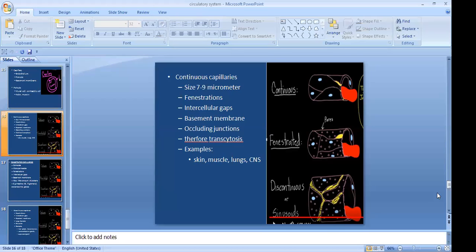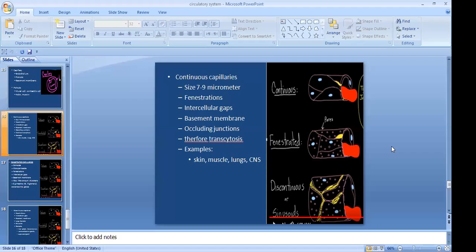The fenestrations are usually present inside the cell. You see here, if this is a cell, these pores are the fenestrations. This is the nucleus. I would repeat again, we classify the capillaries into continuous, fenestrated, and discontinuous capillaries on the basis of fenestrations, intercellular gaps, and the basement membrane.